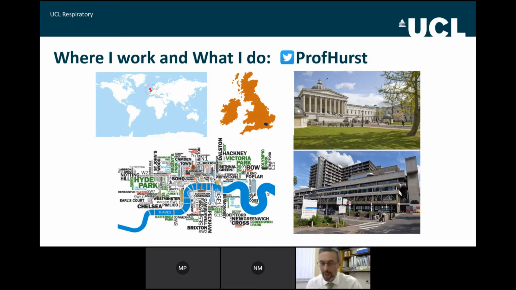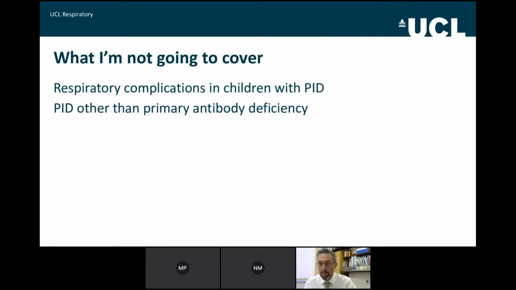I'm based in London in the UK. My primary affiliation is with UCL, the university, that's the picture top right. But in relation to this webinar, it's my clinical service at the Royal Free Hospital in London, bottom right. It's important because I've been the respiratory part of a joint respiratory immunology service at the Royal Free Hospital for more than 10 years now. And it's that which has really fostered my interest and passion about improving the lives of people living with primary immunodeficiency from a respiratory perspective.